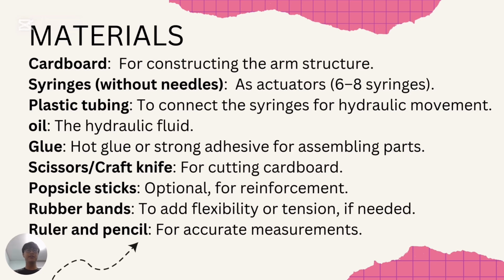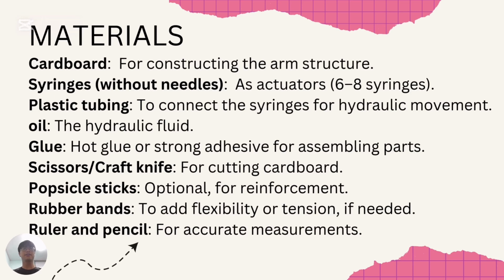Okay, now I'm going to present about materials and methodology. For materials, we use cardboard, syringes without needles, plastic tubing, oil, glue, scissors or craft knife, popsicle sticks, rubber band, ruler, and pencil. We use cardboard for constructing the arm structure, syringes as the actuators. We need about 6 to 8 syringes. And then we use plastic tubing to connect the syringes for hydraulic movement.